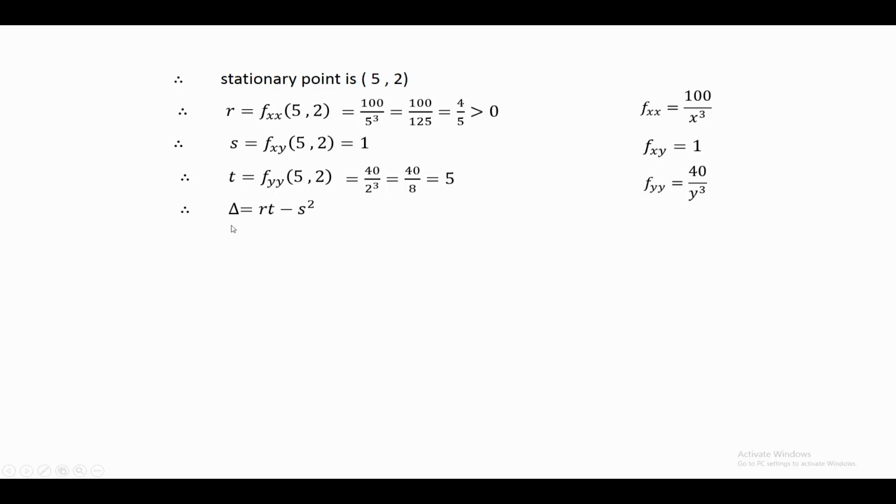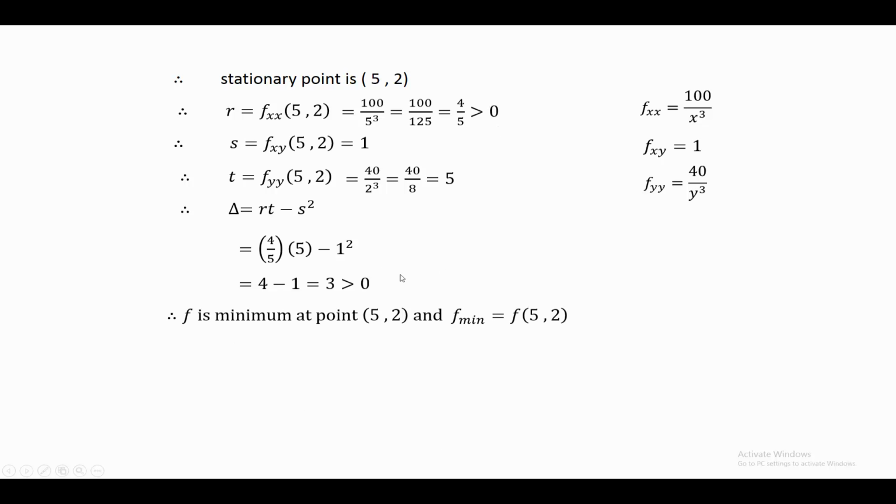Then find the value of delta. We know delta equal to rt minus s square. Put the value of r is 4 by 5, the value of t is 5 and the value of s is 1. We get 4 upon 5 into 5 minus 1 square, is 4 minus 1, equal to 3. Delta equal to 3, a positive value, and r is also positive. Delta positive, r positive, therefore function f is minimum at (5, 2), and f minimum is f of (5, 2).